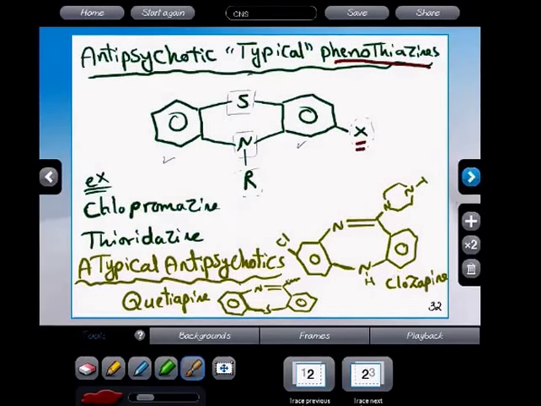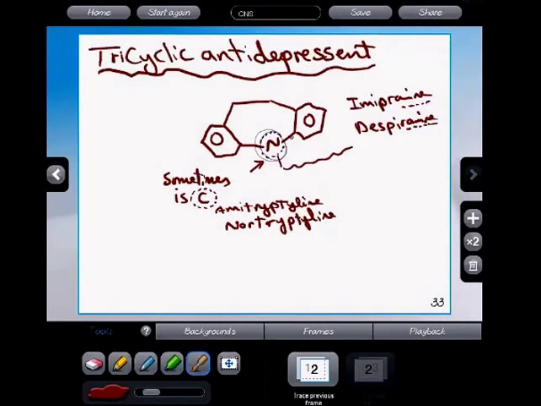Tricyclic antidepressants are similar to the atypical antipsychotics, but the most characteristic feature is that the 7-membered ring may contain nitrogen or carbon, and at the same time it is substituted here, in this area, with a hydrocarbon chain. Examples are imipramine, desipramine, amitriptyline, nortriptyline, and so on.